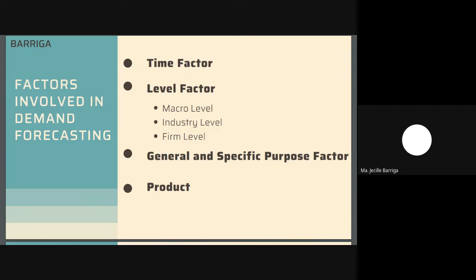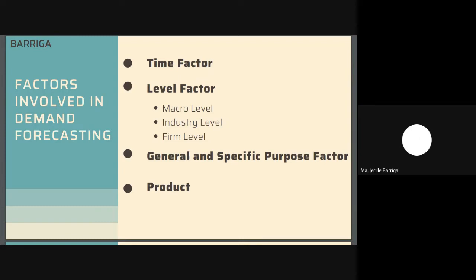The next one is the level factor. So, demand forecasting can be undertaken at three different levels. We have the macro level, the industry level, and the firm level. The macro level is concerned with business conditions over the whole economy, measured by an approximate index of industrial production, national income, or expenditure. For the industry level, this includes the preparation of sales forecasting by different trade associations. For the firm level, it is an important matter from the managerial point of view. Individual firms forecast their sales.